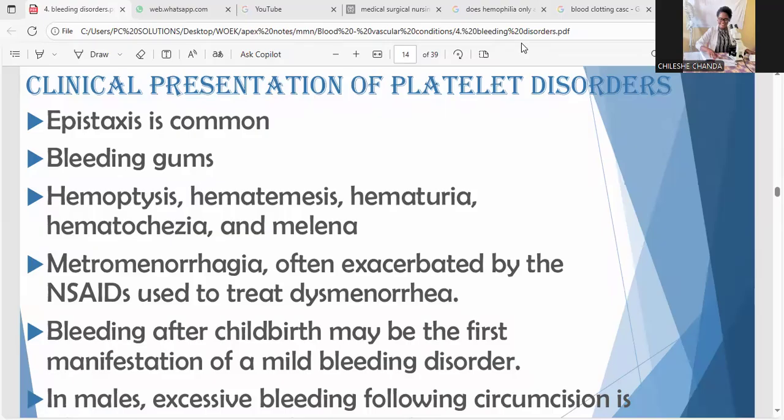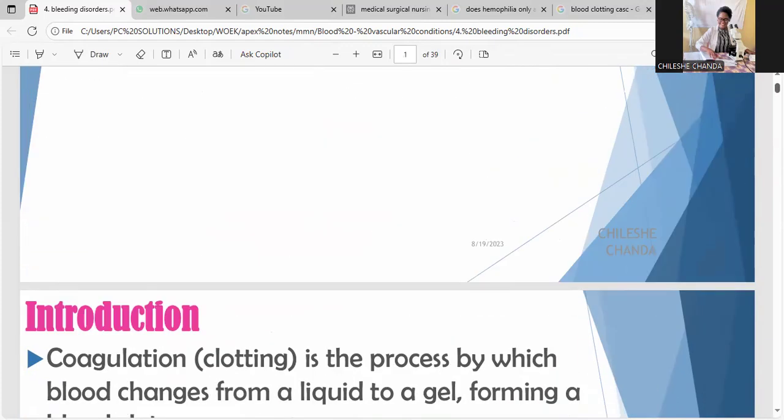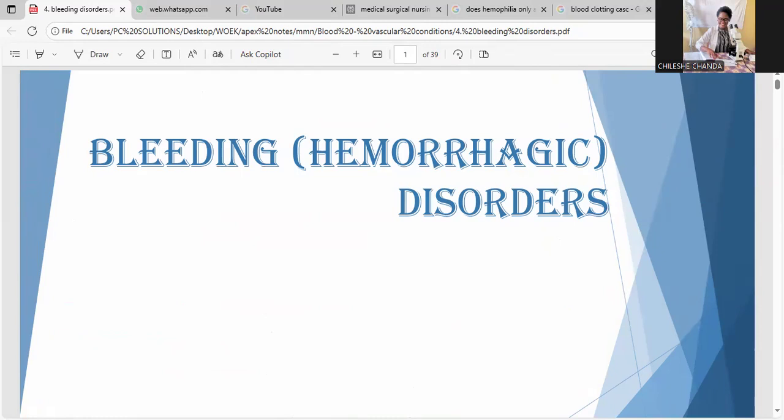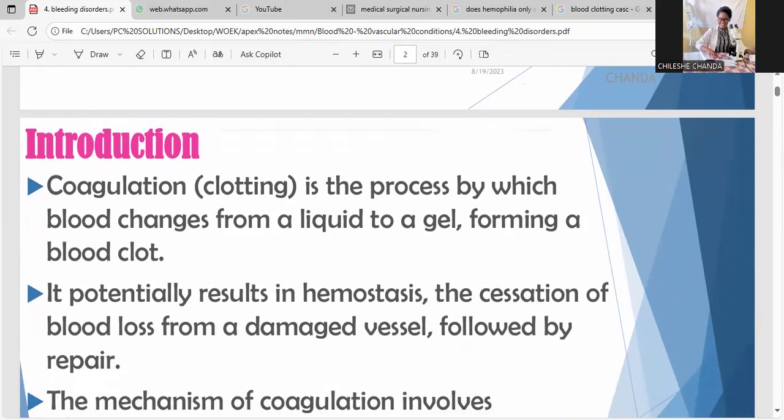We started looking at blood disorders under the circulatory system, and we looked at anemia. Therefore, today we're going to look at bleeding disorders. There are several different types of bleeding disorders.